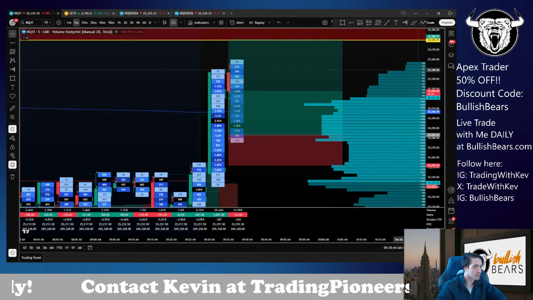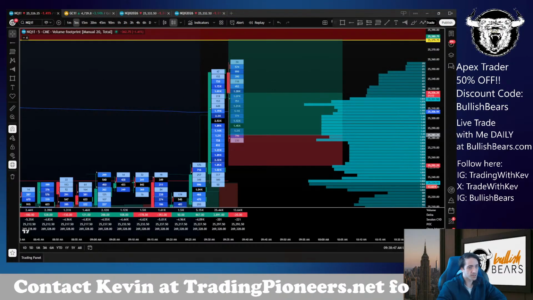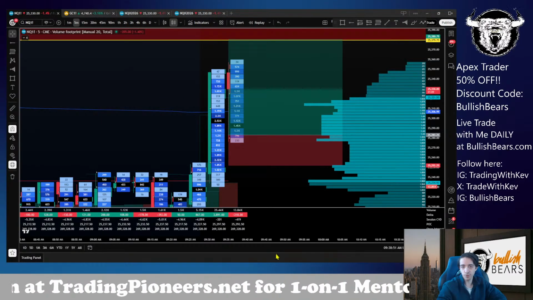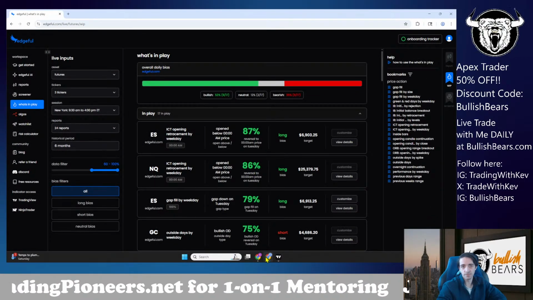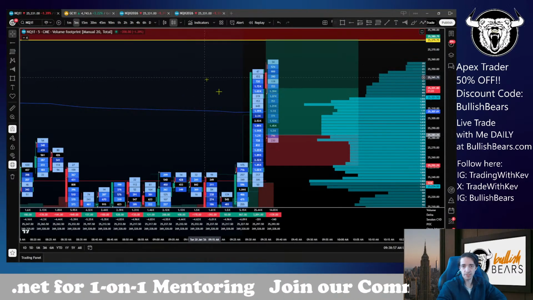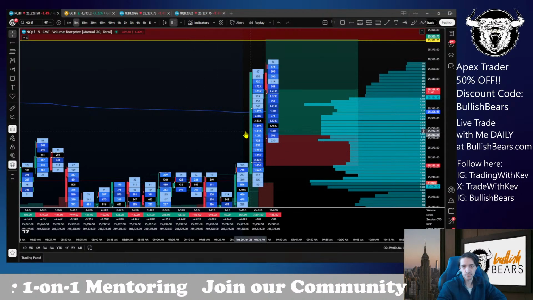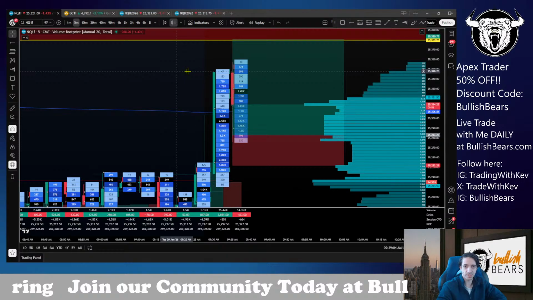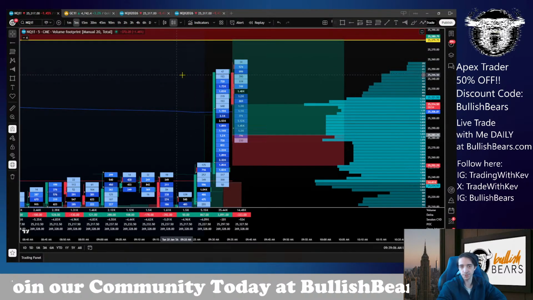I'm looking for 25,378. That is our midnight price level from Edgeful, ICT opening retracement price level. Here comes, look at this point of control moving higher right there. That's what I wanted to see. Now we need to see price continue up too.